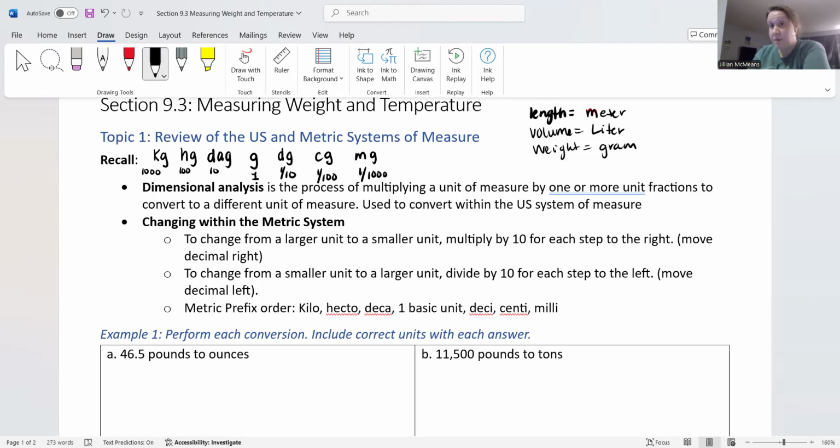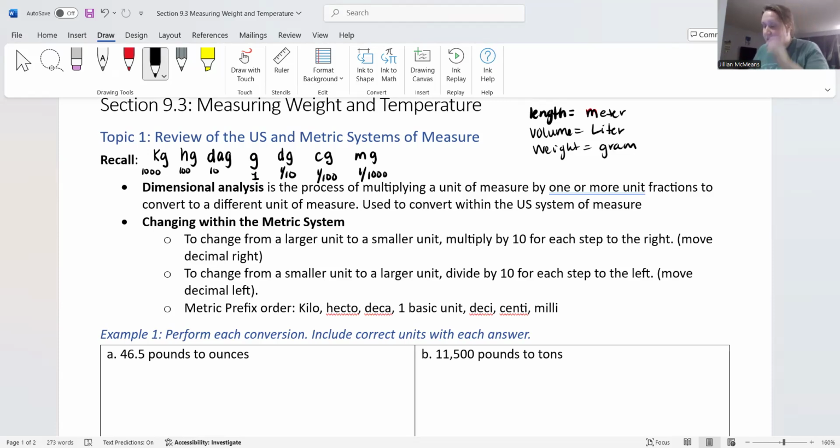Now, when you're converting within the metric system, all you're doing is multiplying or dividing by powers of 10. And for us, the shortcut we use is if we're going from a larger unit to a smaller unit, we multiply by 10 for each step we have to move. If we're going from a smaller unit to a larger unit, we divide by 10 for each step we have to move. It's really just moving a decimal.